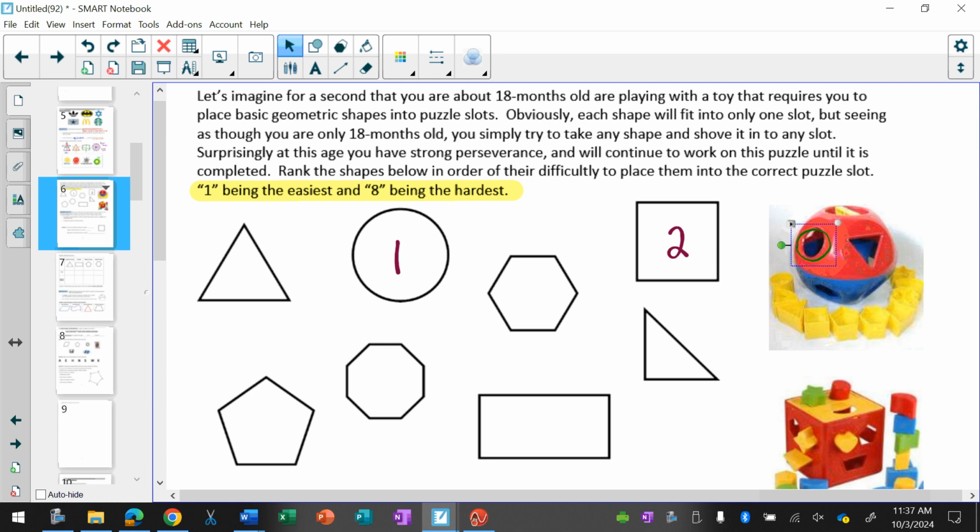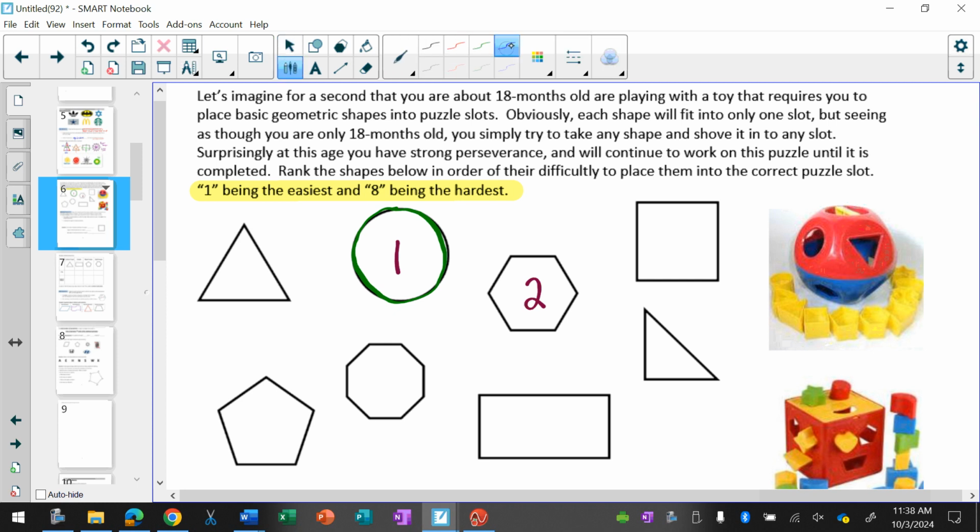So I said, okay, that makes a lot of sense. That's probably the easiest one to put into our shape sorter. So then following that logic, and this is where things usually go different from student to student as they go around the room. Following that logic, because this circle can spin any way you want and still fit into the circle hole, following that logic, what should be number 2 is this one, the hexagon.